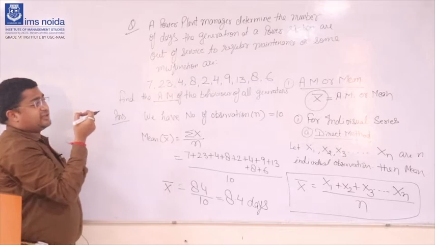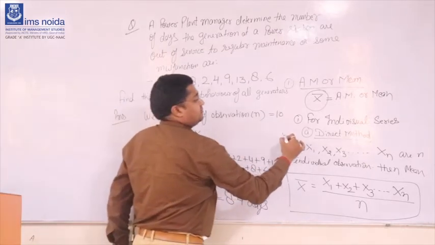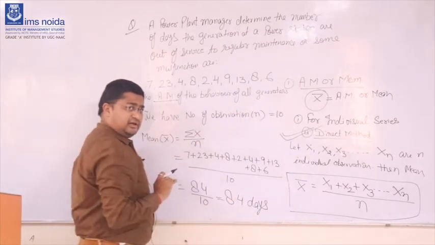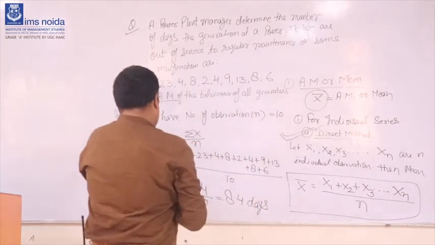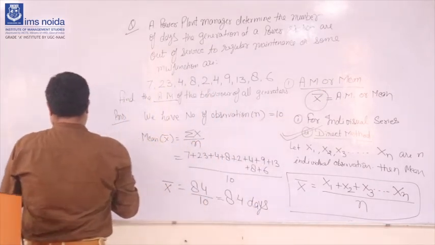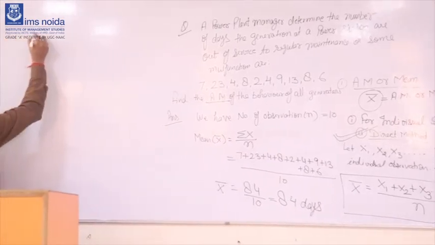This is the example for the direct method. Clear? That is for individual series. Second method, that is the shortcut method.